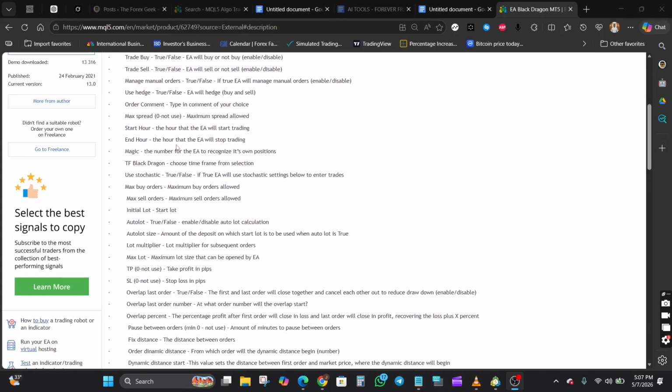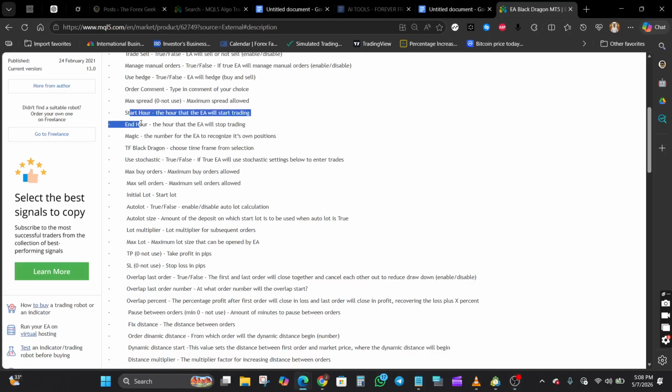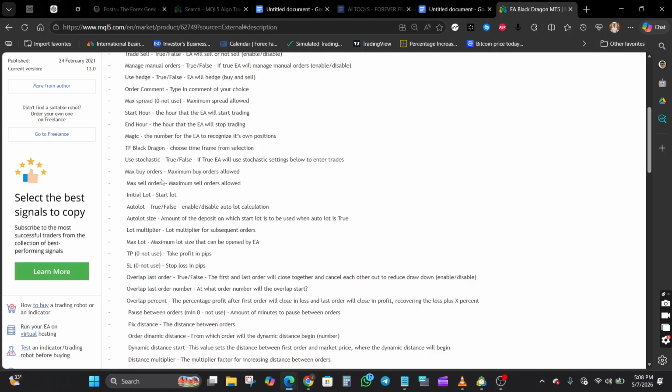So there's a maximum spread filter available, which matters because aggressive EAs can get destroyed by bad spreads during volatile sessions or rollover periods. And there are also trading session controls, where you can define the start hour and end hour for your trading activity. So that's important because some traders may want to avoid low liquidity conditions or high impact news sessions.